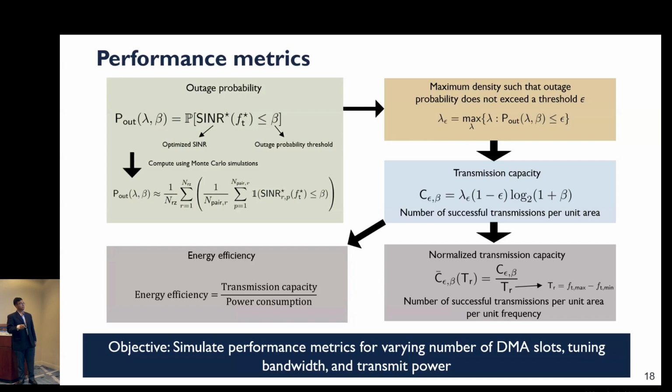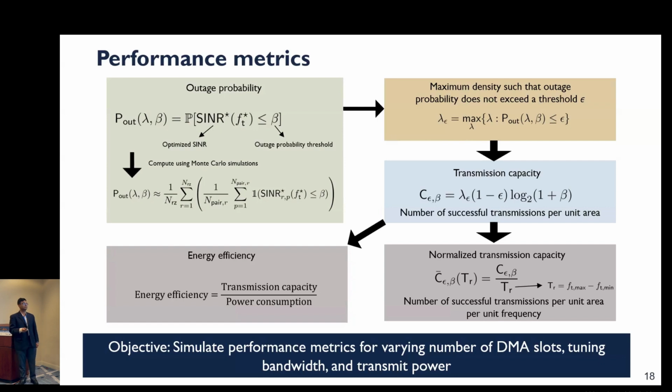Moving on, we have the transmission capacity metric, which is a function of this maximum density and threshold epsilon, and of course log2(1 plus beta), which is the capacity. So this metric shows the number of successful transmissions per unit area. And since we are investigating a frequency reconfigurable ad hoc network, we are also interested in the transmission capacity per unit frequency. So we normalize this metric by the tuning bandwidth, which indicates the number of successful transmissions per unit area, per unit frequency.